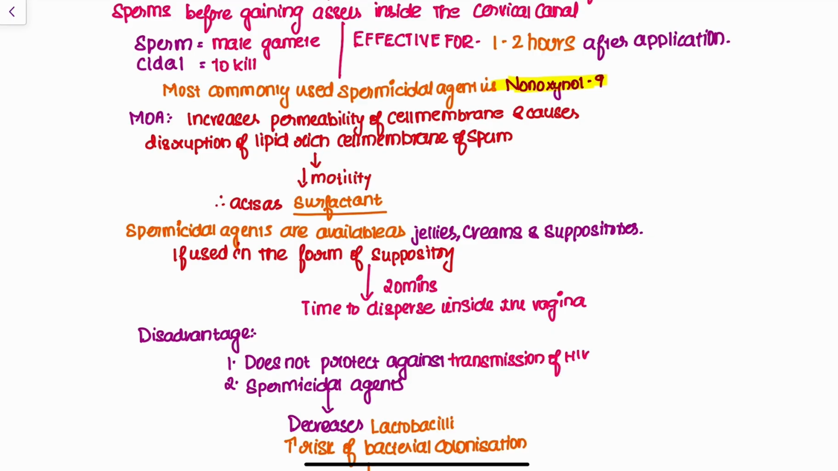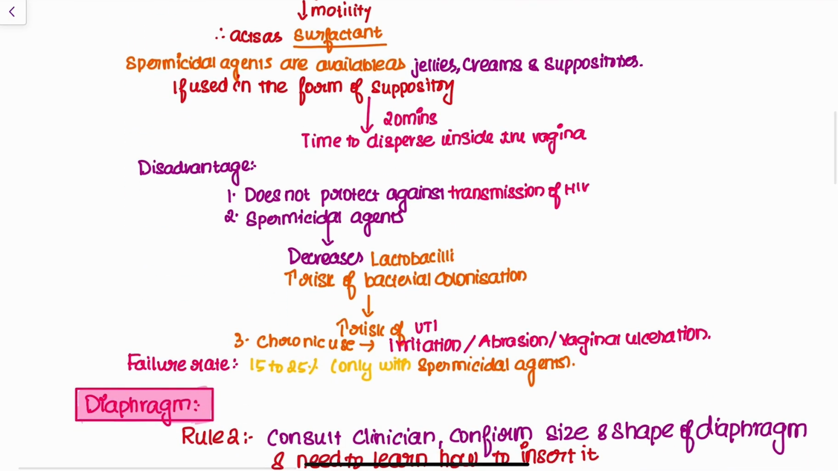But one thing you need to learn here is, if you're going to use this spermicidal agent in the form of a suppository, you have to leave at least a 20 to 30 minute gap before the act of coitus. Why? Because once you insert the suppository inside the vagina, you need to buy some time to disperse the spermicidal agent inside the vagina. The suppository needs to disperse inside the vagina to be even more effective. So to gain its effectiveness, after insertion of the suppository, you need to give at least 20 to 30 minutes to allow it to disperse inside the vagina.